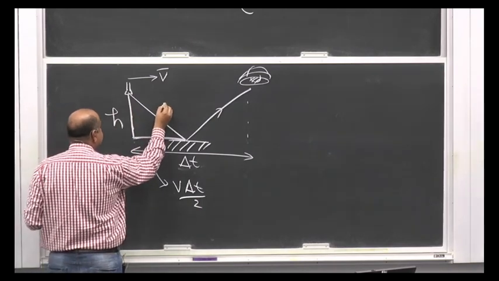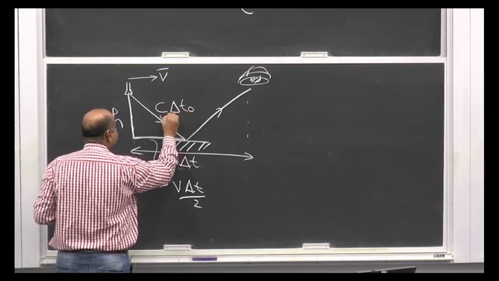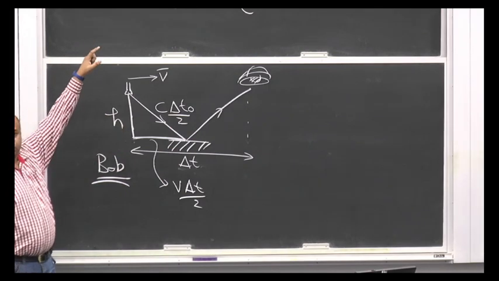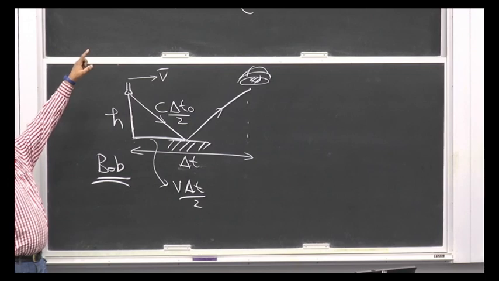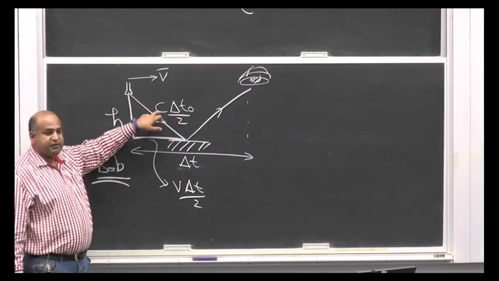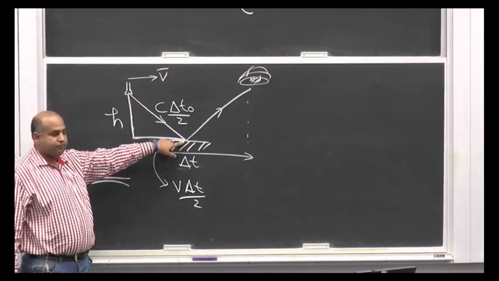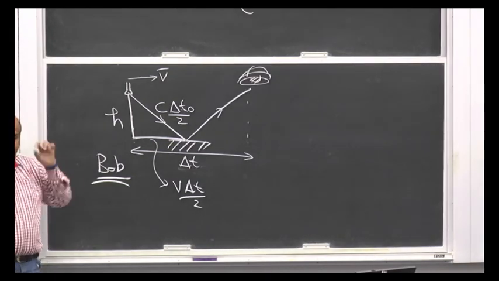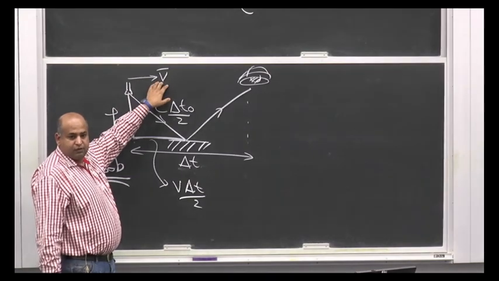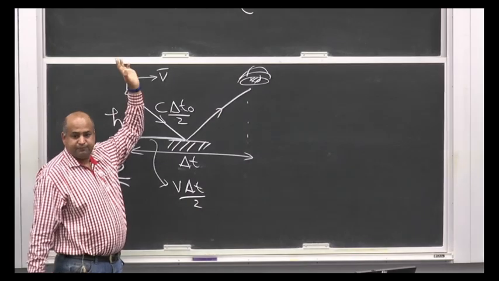And what is this distance? This is the distance c delta t naught by 2, right? Because delta t naught is the time that it took for the light to complete the round trip. So half trip is delta t naught by 2. So light is coming with speed c, so this is the distance c delta t naught by 2. v is the velocity of the train, or the velocity of Anna's frame.